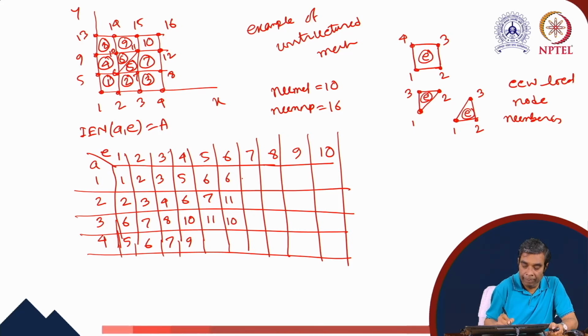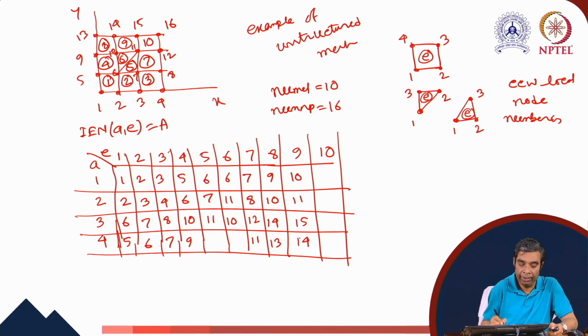For the seventh element, we have 7, 8, 12, 11. For the eighth element, we have 9, 10, 14, 13. For the ninth element, we have 10, 11, 15, 14. And finally, for the 10th element, we have 11, 12, 16, 15.